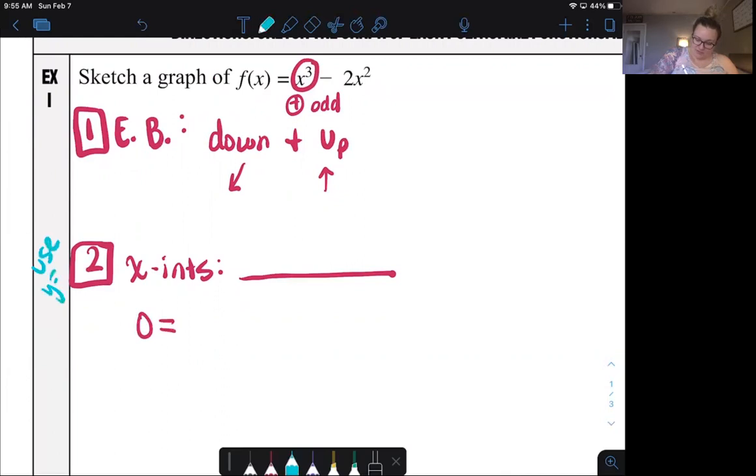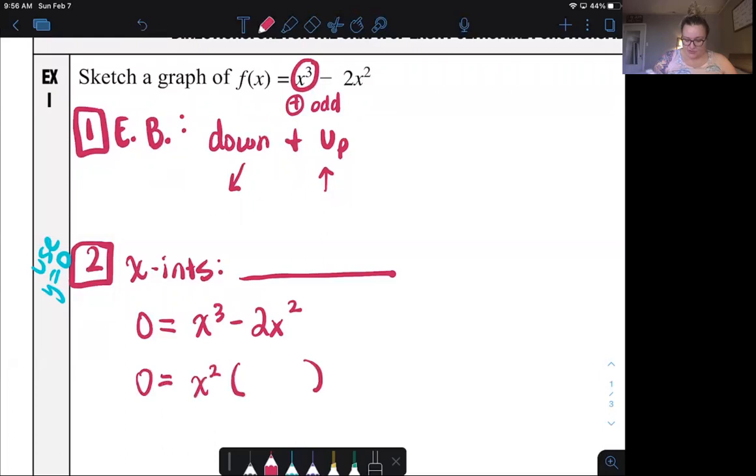Use y equals 0. So to find these x-intercepts, I'm going to do 0 equals x cubed minus 2x squared. Then I always want to look and see, can this be factored? Can I factor out a GCF? Well, x cubed and x squared have a GCF of x squared. So what if I factor out x squared from each term?